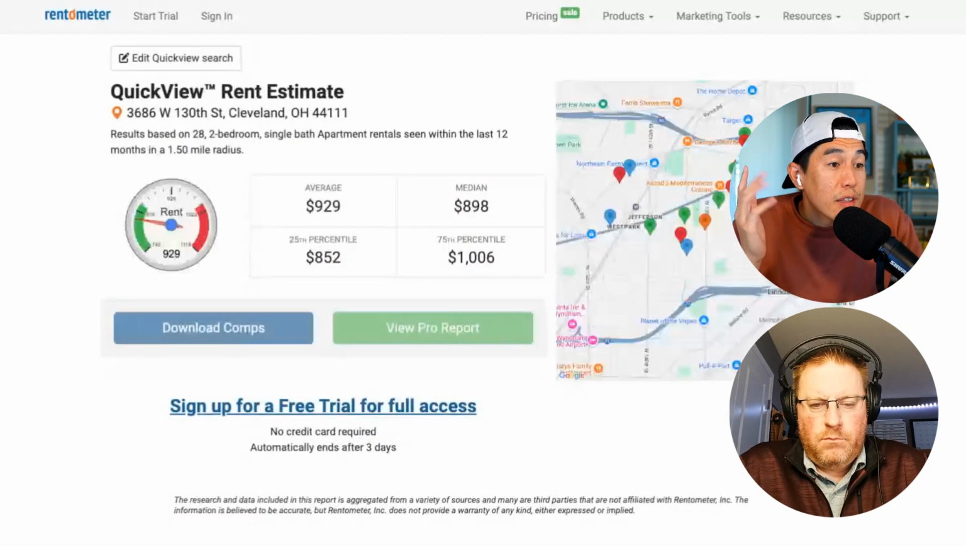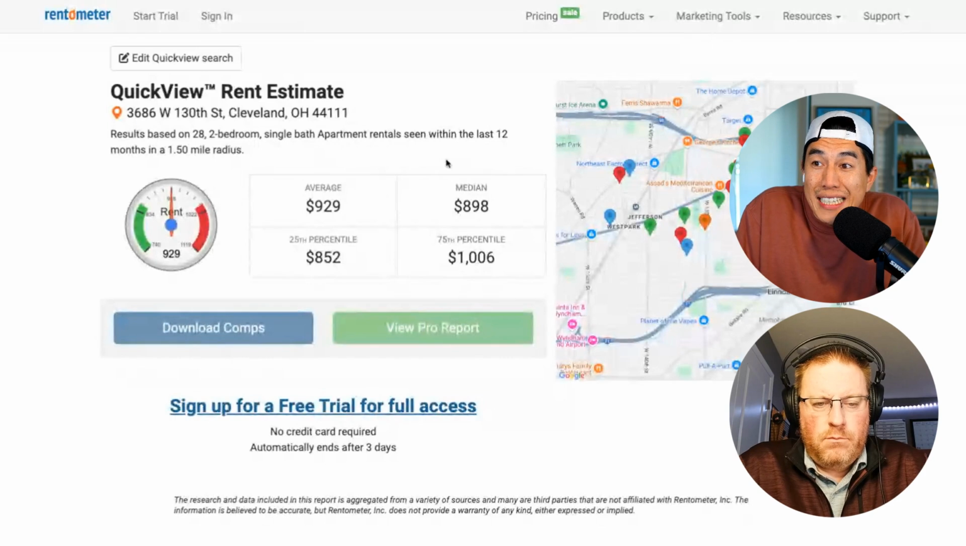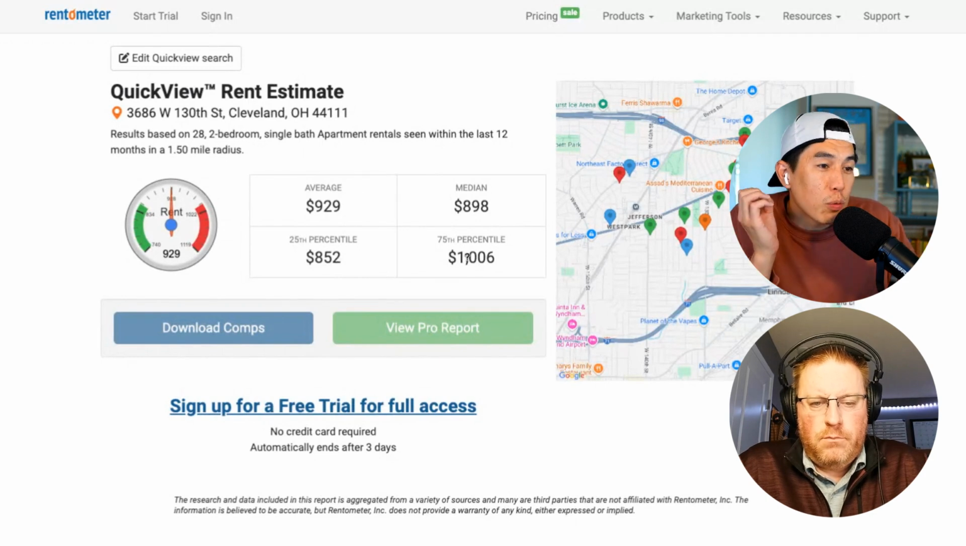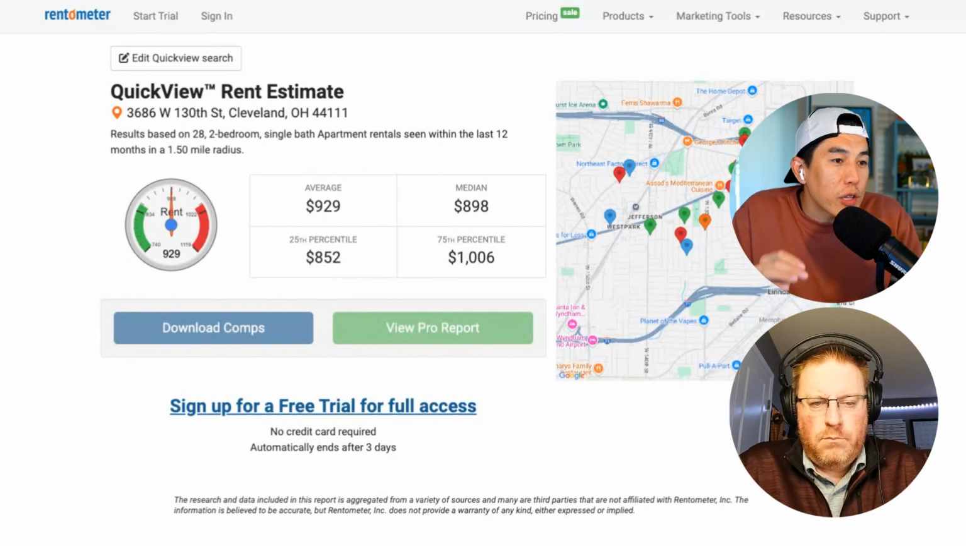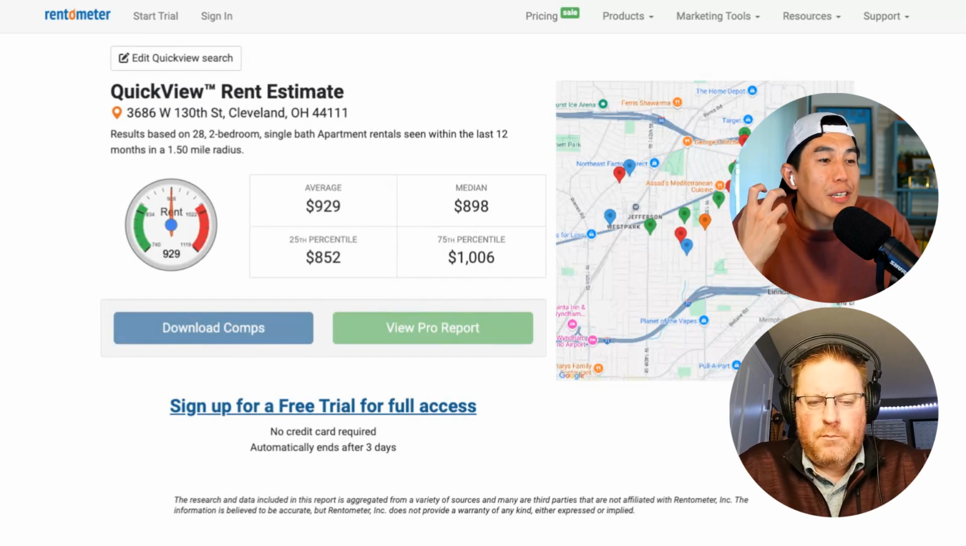Okay. So this is interesting, Mike. This is interesting because based on what Rentometer is saying, the average rent in that geographic area is actually $930. Right. And what I like about Rentometer is it's telling you different things. It gives you the median, the 25th percentile, and the 75th percentile. The reason why this is interesting is we already know that we're exceeding these projections here. And so we already have a proof point that this property can do better than what Rentometer is saying.